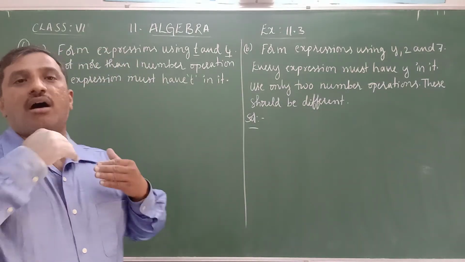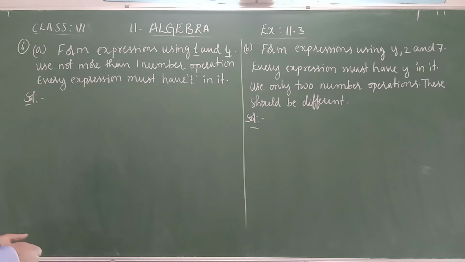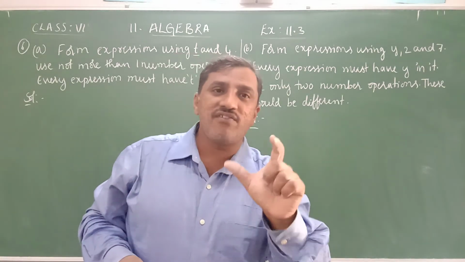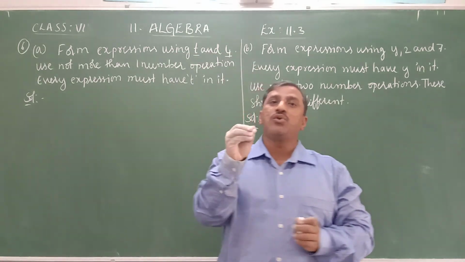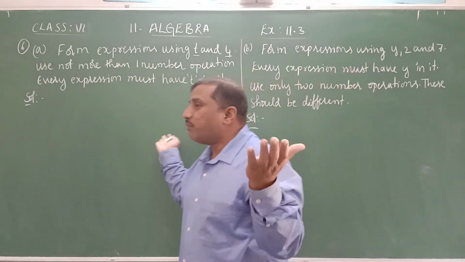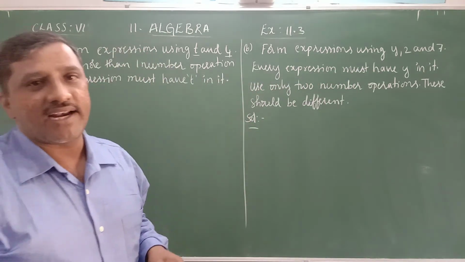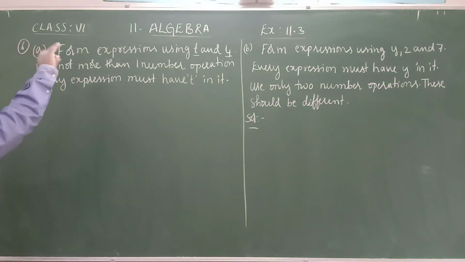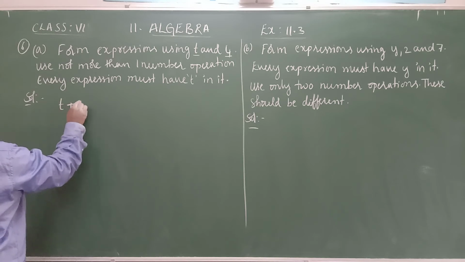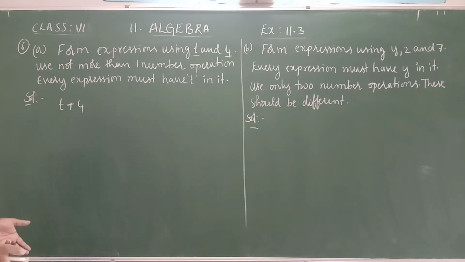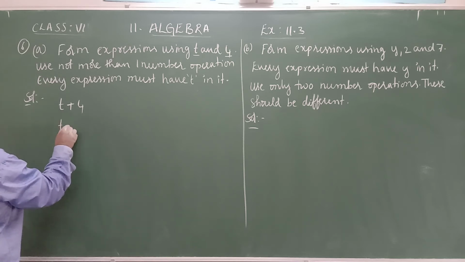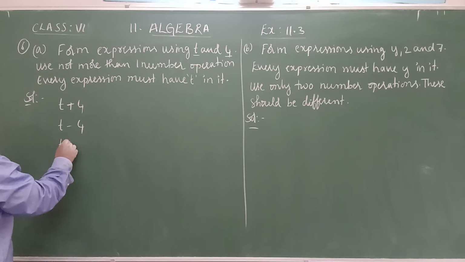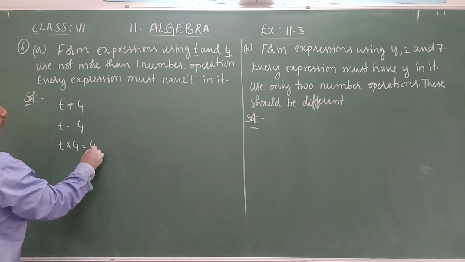It may be addition or subtraction or multiplication or division. Every expression must have T in it and use only one arithmetic operation. Both may be added, divided, multiplied or subtracted. When we add both, the first expression is T plus 4. When we subtract 4 from T, T minus 4. When we multiply T into 4, we get 4T.